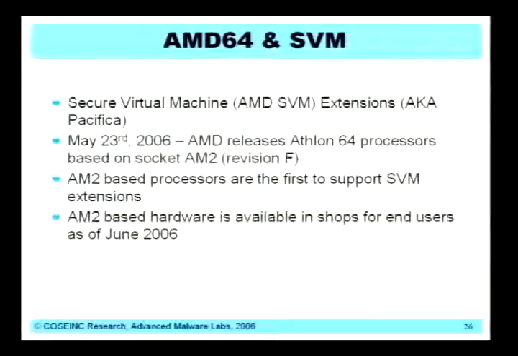SVM, Secure Virtual Machine Technology, also known as Pacifica, it was introduced on May 23rd. No, it was not. It was released. So the first processors were available on the market, at least theoretically, on May 23rd. I managed to buy them during the first week of June in Poland, so they were probably available much earlier somewhere else. And the processors which support SVM are all the AM2 socket processors. And these are the only AMD processors which support SVM.